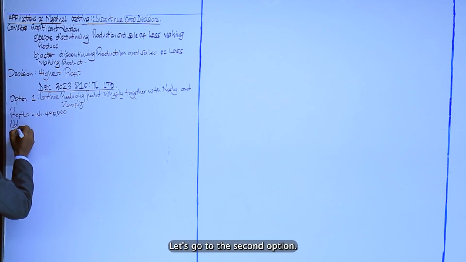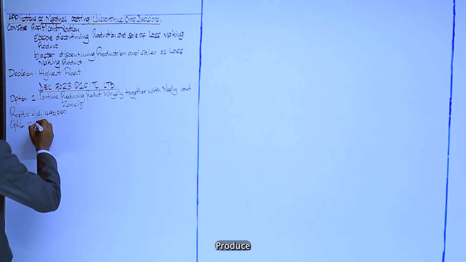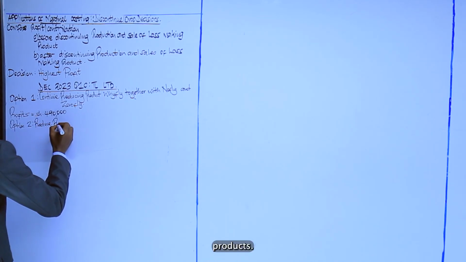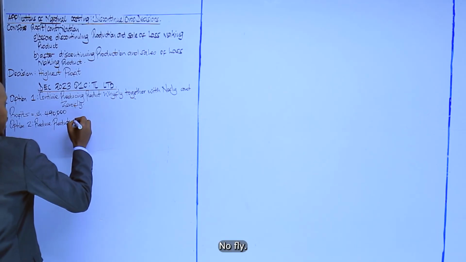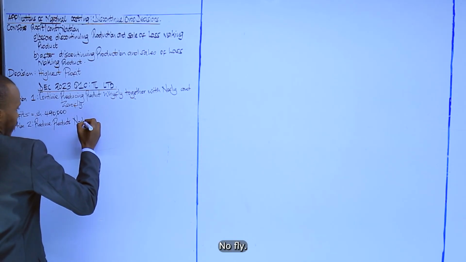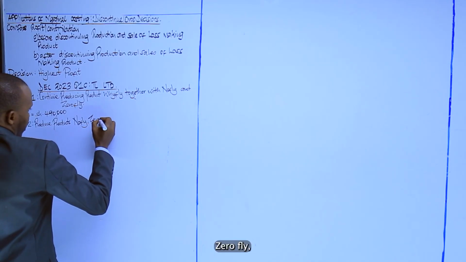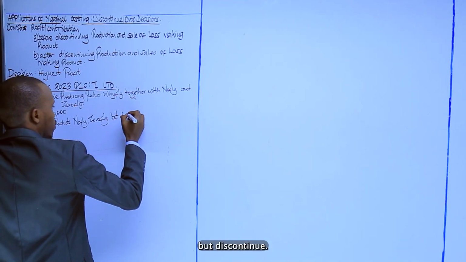Let's go to the second option. Option 2. Produce products no fly, zero fly but discontinue.